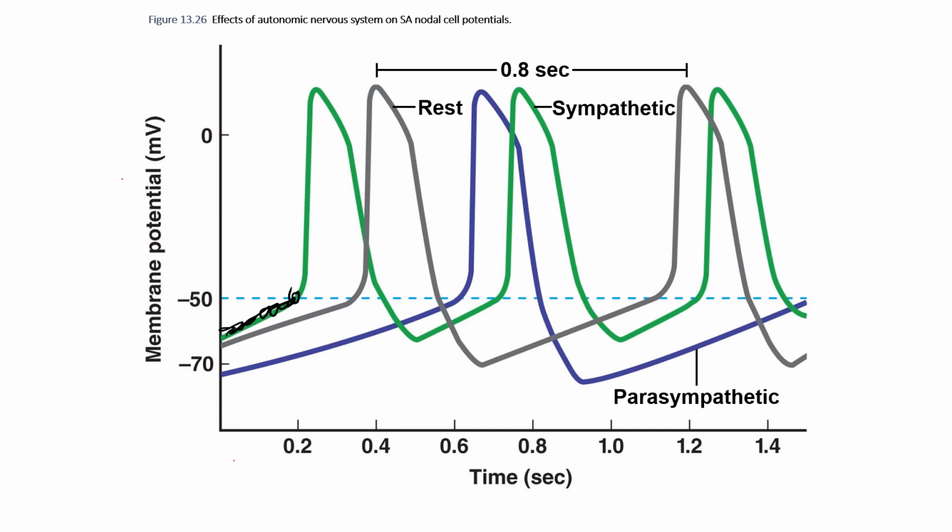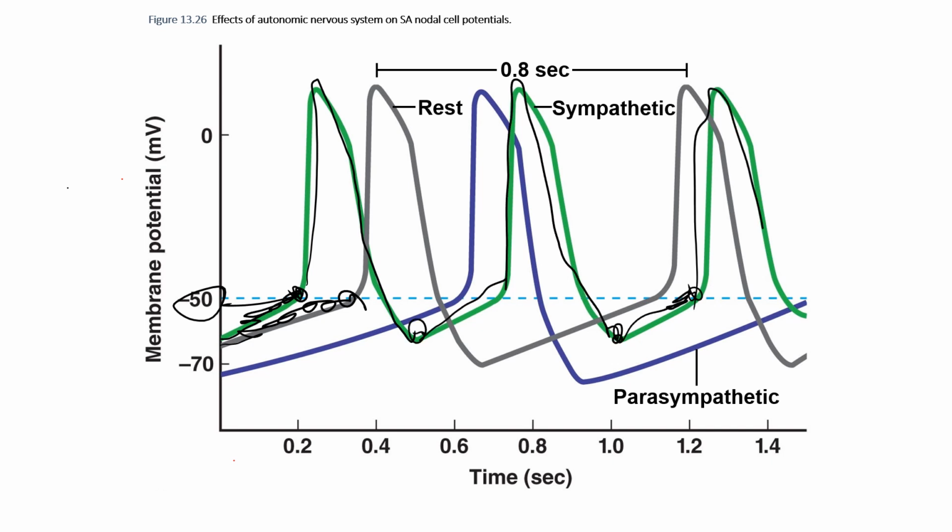You see this in green? In green, that's when the SA node fiber is under a sympathetic stimulus, like when norepinephrine is being released onto it. It gets to threshold way faster than it normally does in gray. And if it gets to threshold faster, what does that mean? If the SA node fiber gets to threshold faster than it typically does, it's going to generate more action potentials over the course of time.